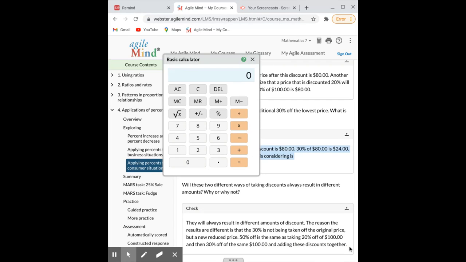So if you would, read that for us, Landon, down there at the bottom. They will always result in different amounts of discounts. The reason the results are different is that the 30% is not being taken off the original price, but a new reduced price. 50% off is the same as taking 20% of 100, then 30% off of the same 100% and adding these discounts together.